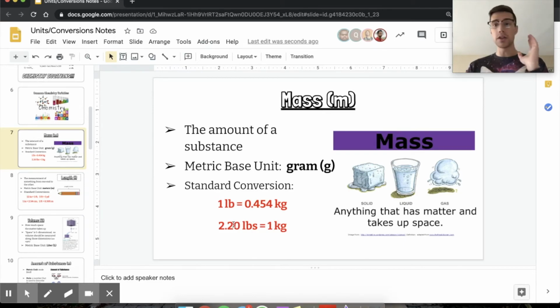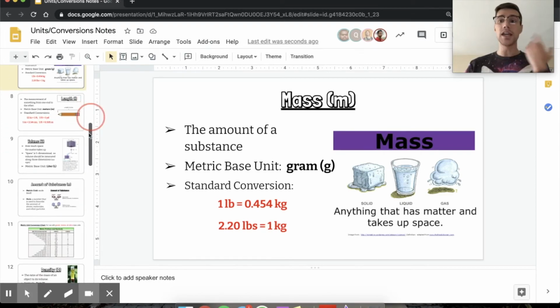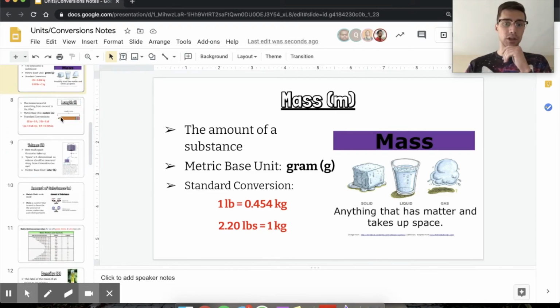Now again, they represent the same amount of stuff. There's the same amount of a substance in 2.2 pounds as there is in 1 kilogram. But the pounds are using the American system, and the kilogram is from the metric system, which is what we use in science. And that has to do with the ease of converting between one unit and another in the metric system, which we'll take a look at. All right. So mass is how much of something we have.